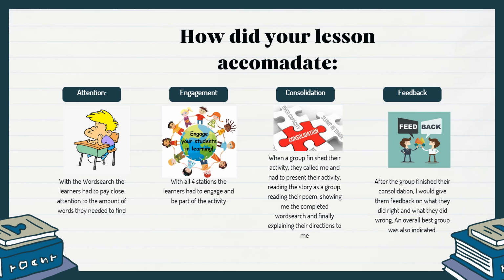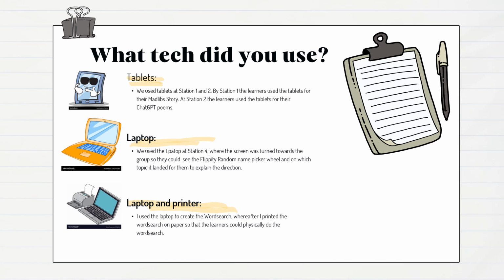With feedback, after the group finished their consolidation, I would give them feedback on what they did right and what they did wrong. An overall best group was also indicated. What tech did we use? Firstly, we used tablets at station 1 and 2. At station 1, the learners used the tablets for their Mad Lib story. At station 2, the learners used the tablets for their ChatGPT poems.